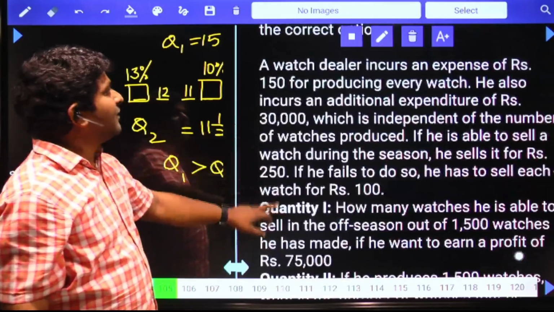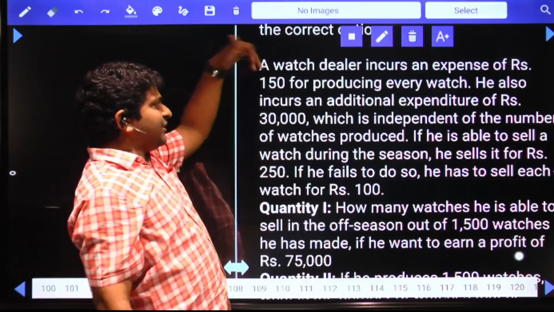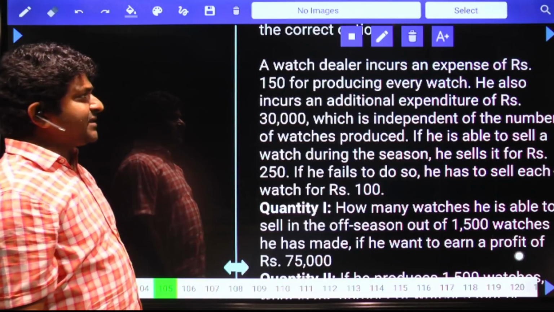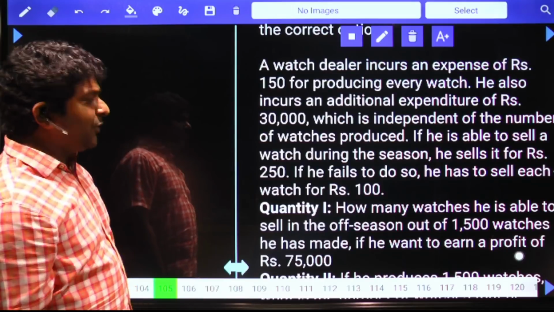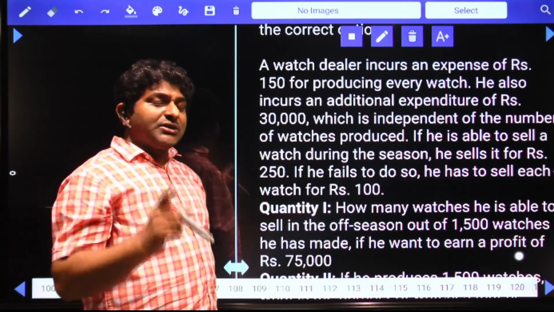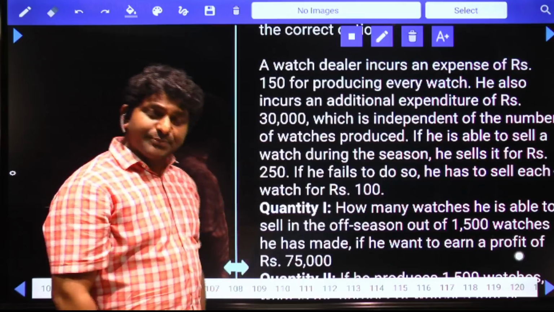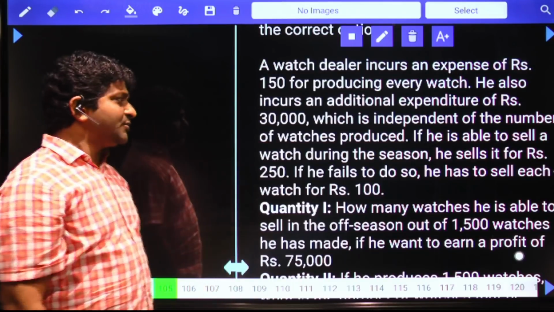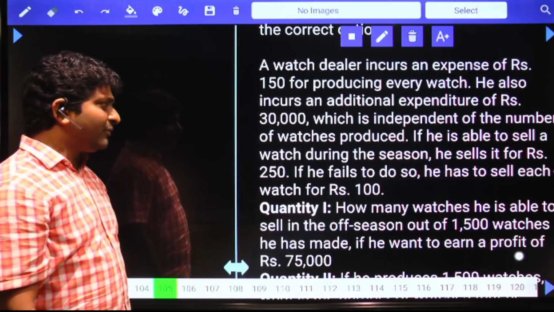Next. Now here this is something different. Let's see this. A watch dealer incurs an expense of 150 for producing each watch. Cost price to make each watch is 150 rupees. He also incurs an additional expenditure of 30,000 rupees, which is independent of number of watches produced.